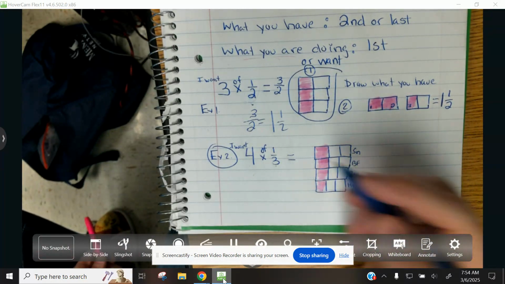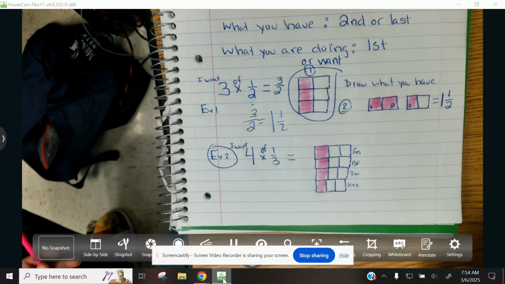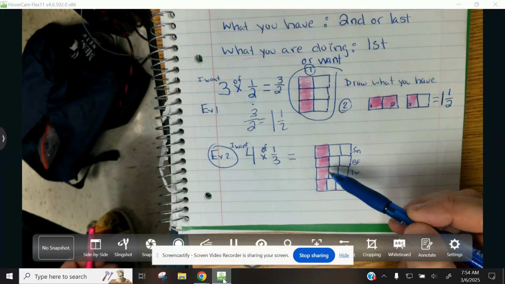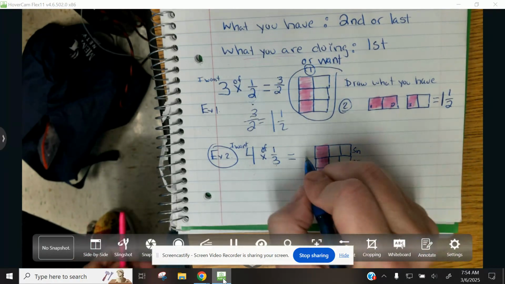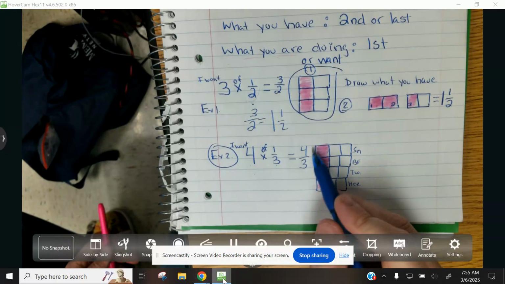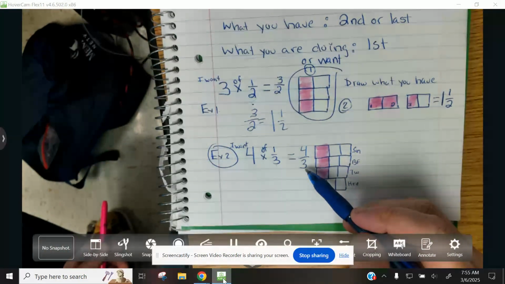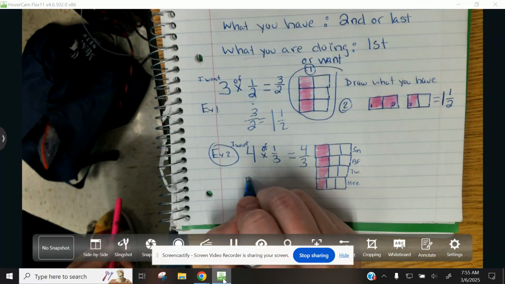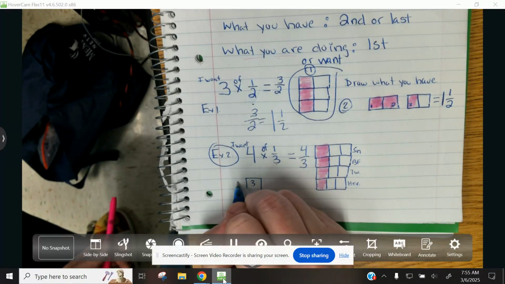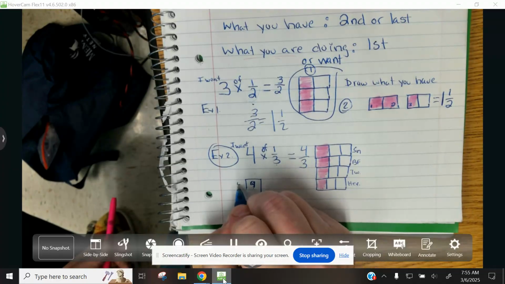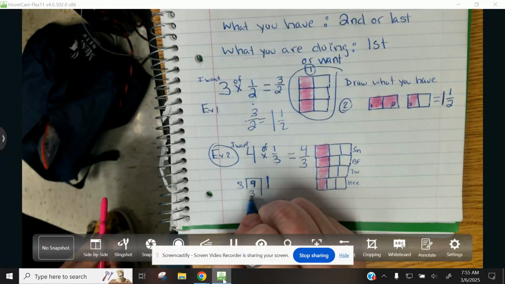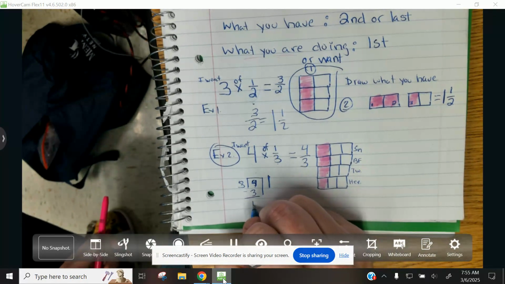So now I got to figure out, well, how much do I have? Okay, so count them up. 1/3, 2/3, 3/3, 4/3. I have 4/3 as an improper fraction. Now you got to be a mixed number. How many times can 3 go into 4? You could even divide it out like we're supposed to, where you would have the 3 and the 4. How many times could 3 go into 4? 1 time. 1 times 3 is 3. 4 minus 3 is 1.